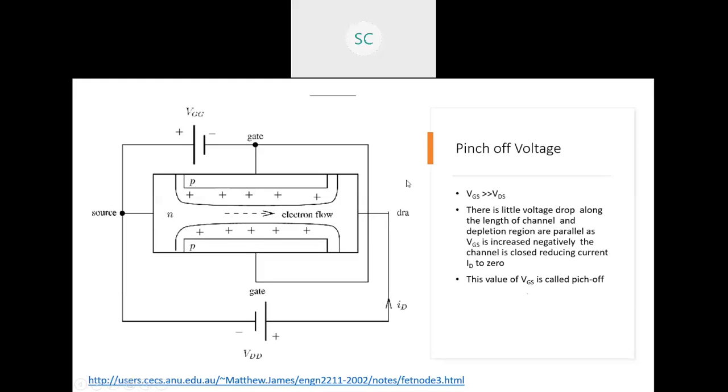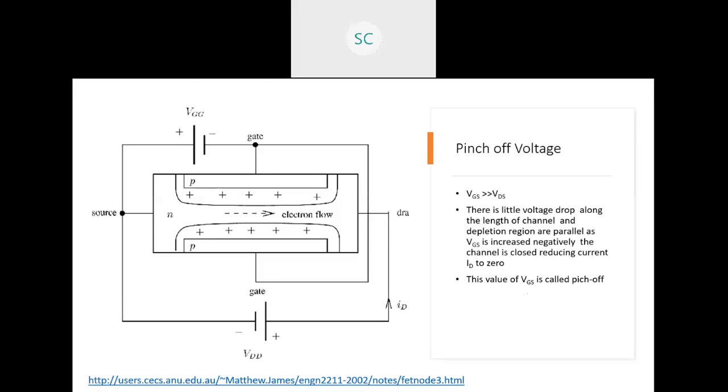Next, we'll try to understand the definition of pinch off voltage. When VGS, the voltage between the gate and source, and VDS, the voltage between the drain and source, are taken into consideration, wherein VGS is largely greater than VDS, then under that condition a voltage drop occurs across the length of the channel and the depletion regions are parallel. As VGS is increased negatively the channel is closed, reducing the current ID to 0. This value of VGS is called the pinch off voltage.